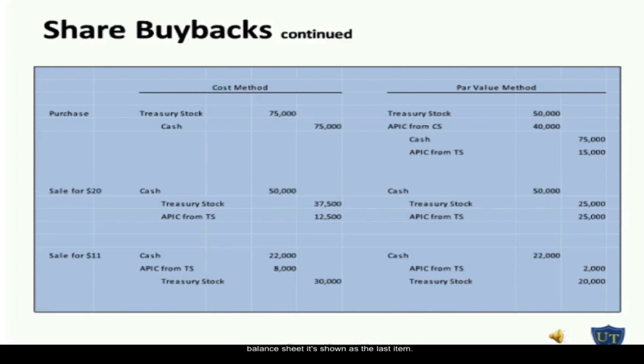as the last item. If a company elects to use the par value method to account for treasury stock, the treasury stock has the par value of the shares sitting in that treasury stock account, and it would be netted against common stock on the balance sheet.